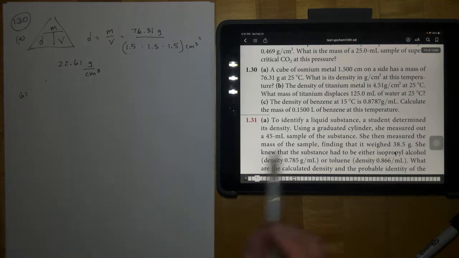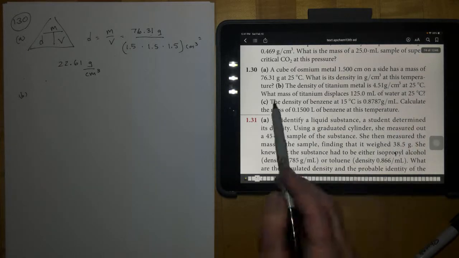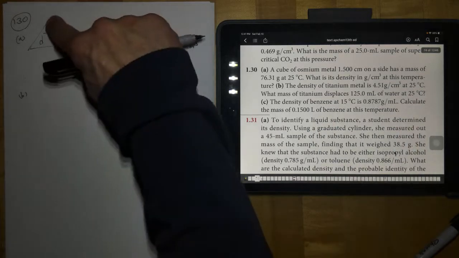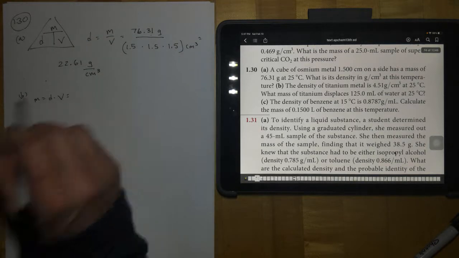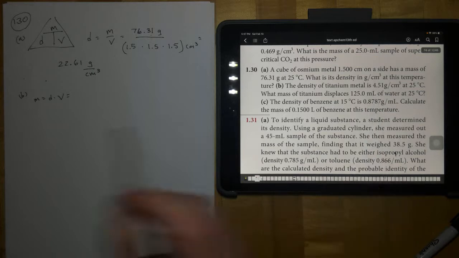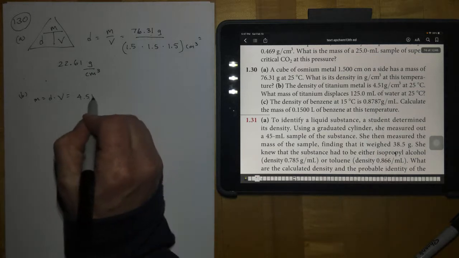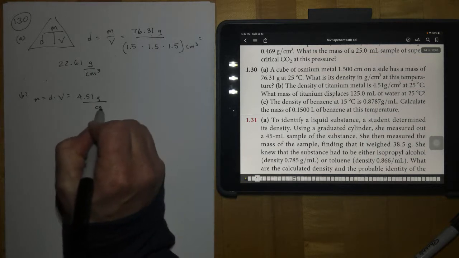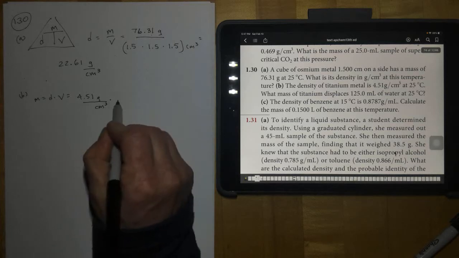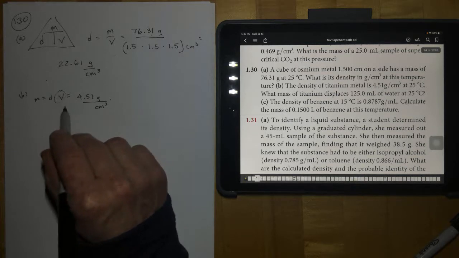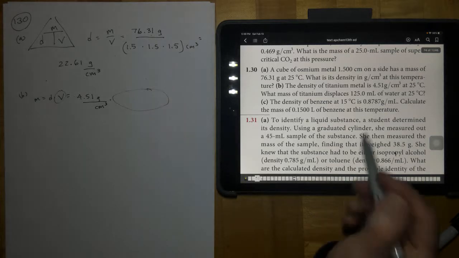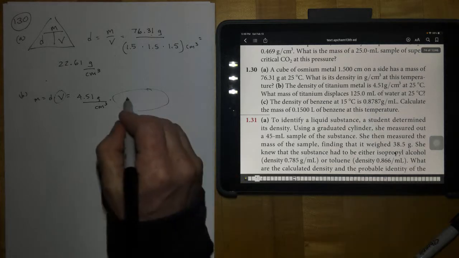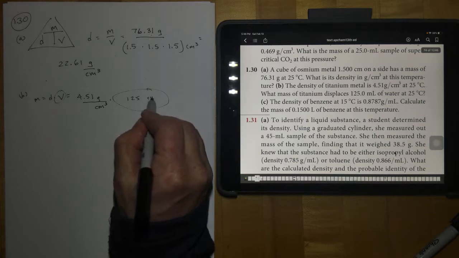Letter B. The density of titanium is, what is the mass? So we're looking for the mass, so I'll cover that up. It equals density times volume. It tells us the density is 4.51, and that's grams per cubic centimeter. And then watch to make sure that your volume is in cubic centimeters or milliliters. Otherwise, you'd have to convert it first. And so fortunately, what they tell us is that it's 125 milliliters, which is 125 cubic centimeters.